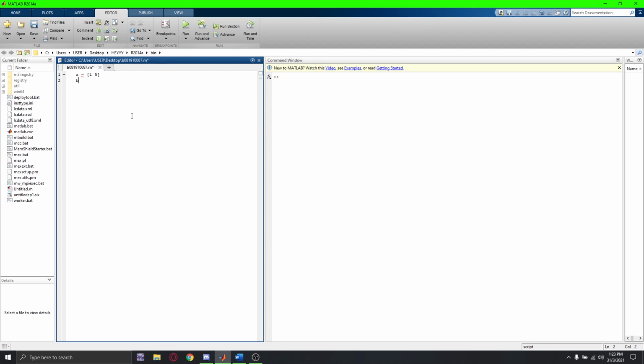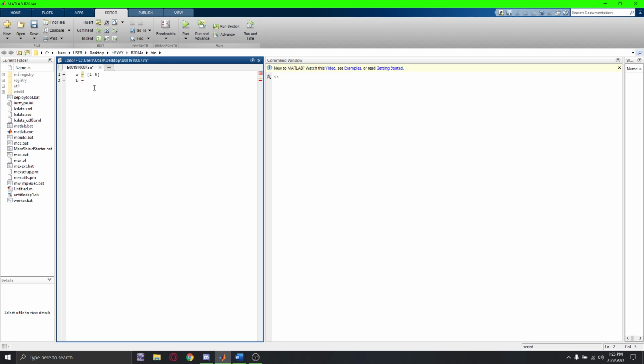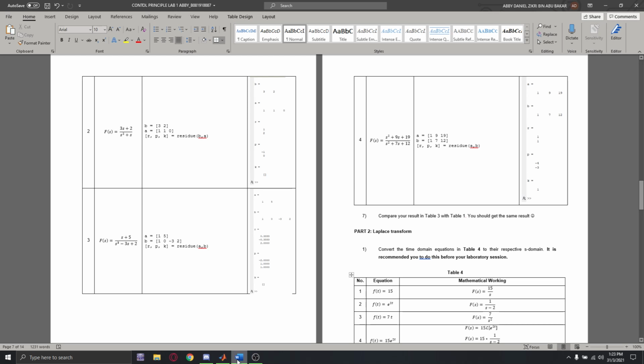So next step is to put the denominator value of the question. For question number 3, we will see that the denominator is s to the power of 3 minus 3s plus 2. So from that we just put the value of 1, 0, -3 and 2, as the power of 3 is 1, while 0 is s power of 2, which is none in the question. -3 is minus 3s and 2 is 2.